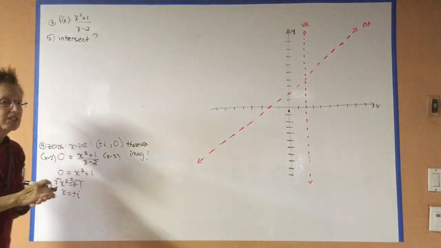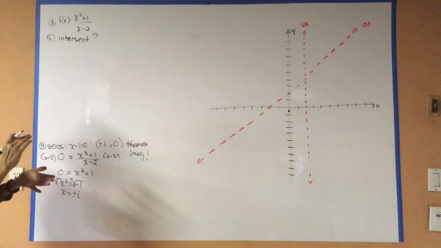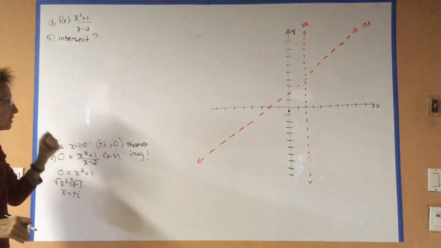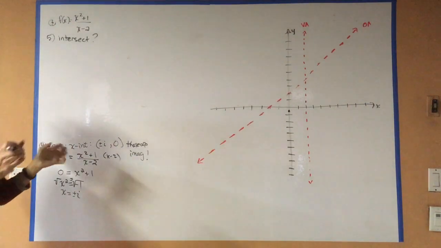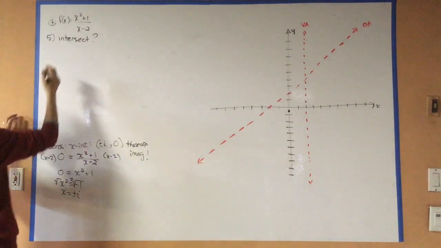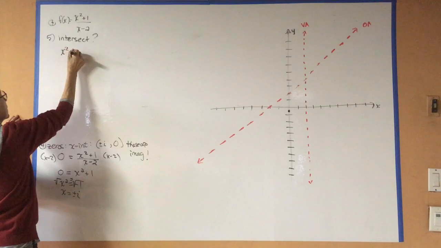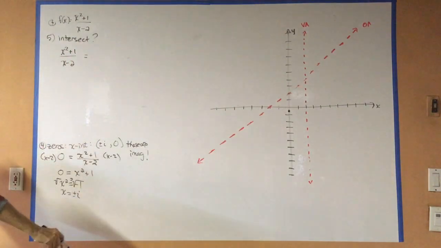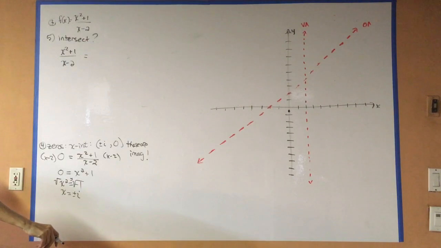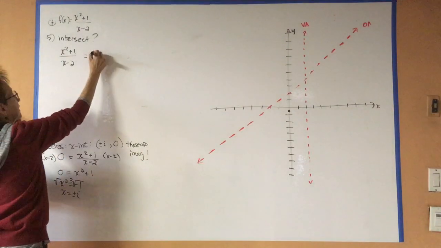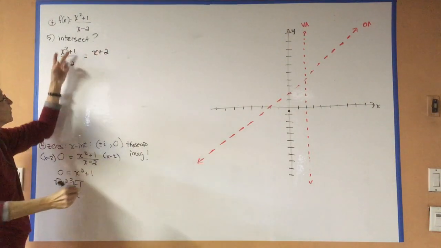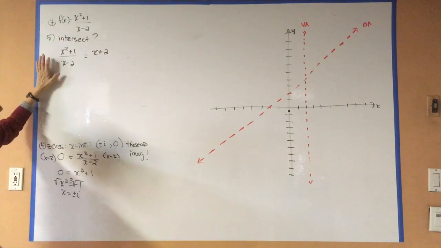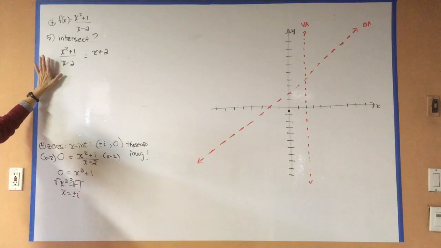So again, the intersection means we set this y equal to this, and my oblique asymptote said y equals x plus 2. I'm going to set the two equal to each other. So in other words, (x squared plus 1) over (x minus 2), this y has to equal the y of the oblique asymptote, which was y equals x plus 2. So this y has to equal the other y. And I formally solve this. So how do I solve this?